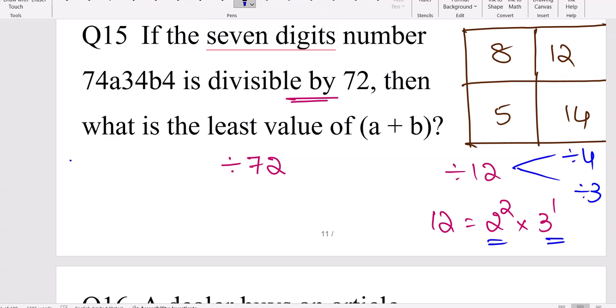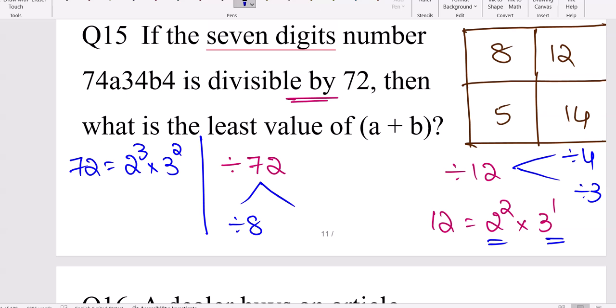Similarly, 72, how can I write it with prime number powers? For 72, don't say 3 into 24, because 24 is not prime. Prime number powers: 2 cube into 3 square. What is 2 cube? 8. 3 square? 9. So, if the number is divisible by 8 and divisible by 9, then only can we decide the given number is divisible by 72.